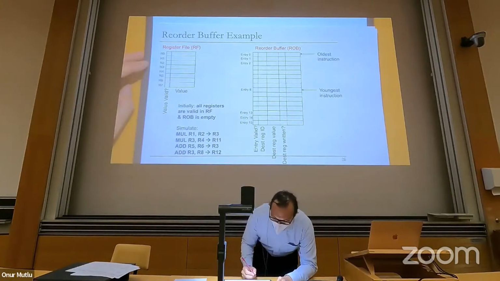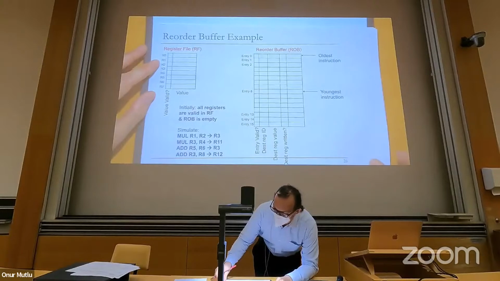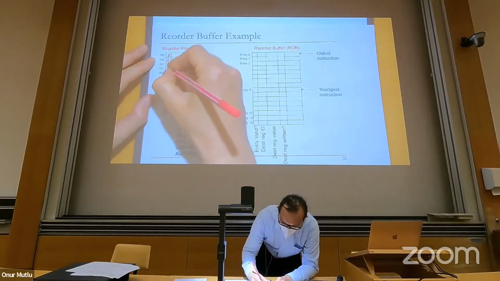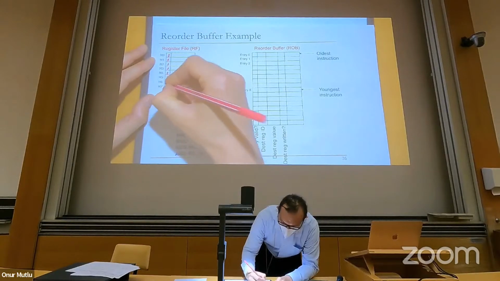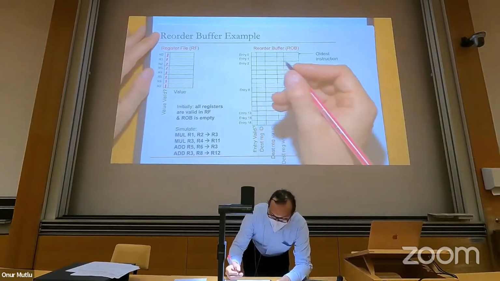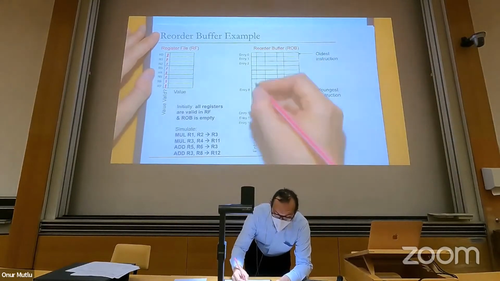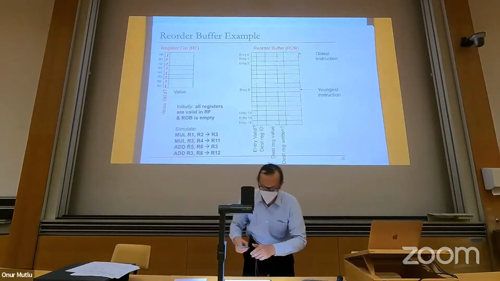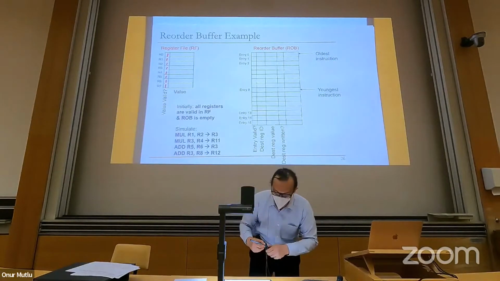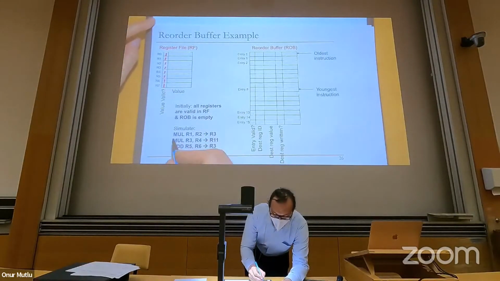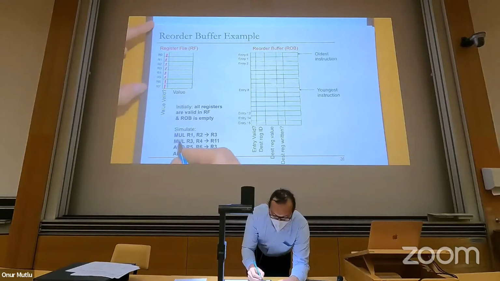Basically, initially, when you start the program, all registers are valid. So these are 1. And you have real values over here that I'm not going to populate. Initially, all the reorder buffer entries are invalid. I'm not going to show that over here right now. Now, let's take a look at what happens. Actually, let's simulate this program.